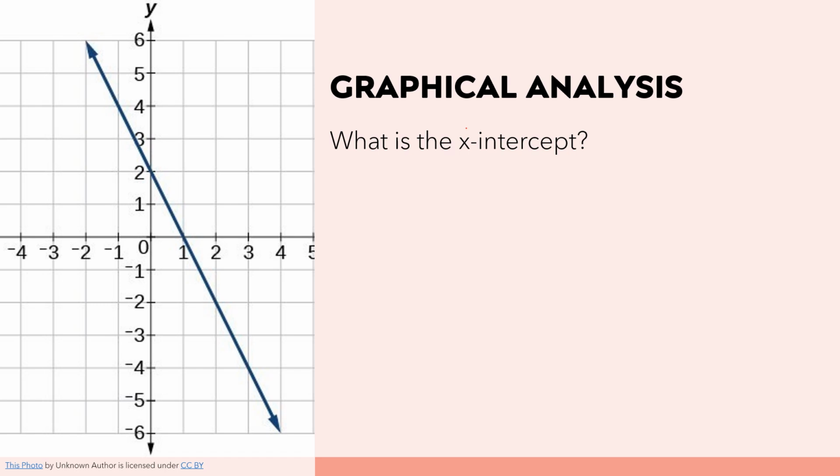Now, what's the x-intercept? Well, that's just where it crosses the x-axis. So you look at the x-axis, here's where it crosses. What number is that? If you said 1, that's correct. Good job. There's a smiley face because you did such a great job. So the y-intercept is 2. The x-intercept is 1.